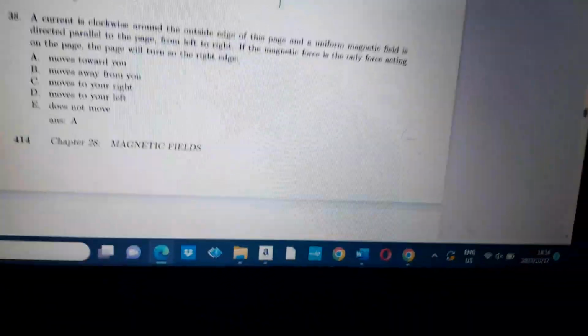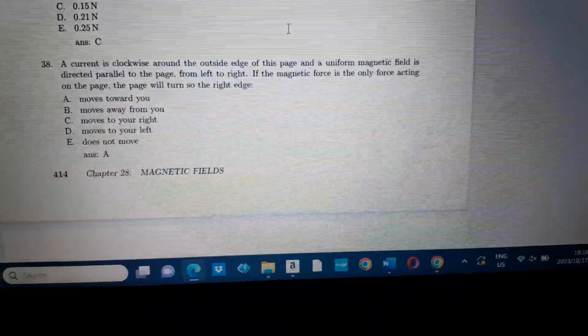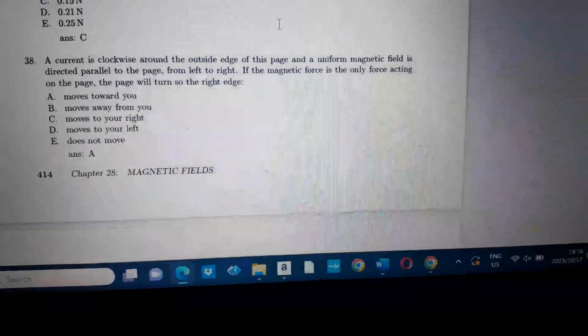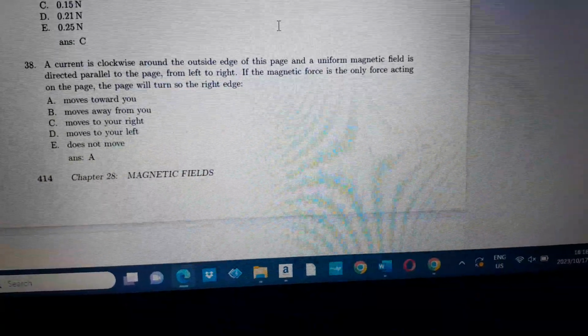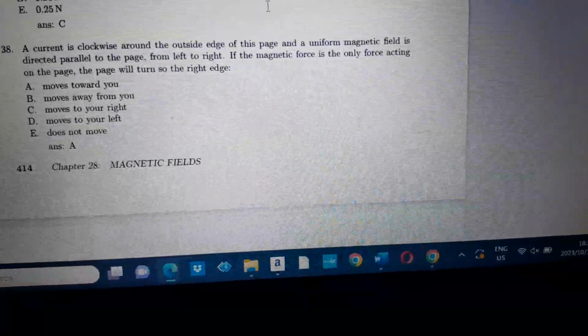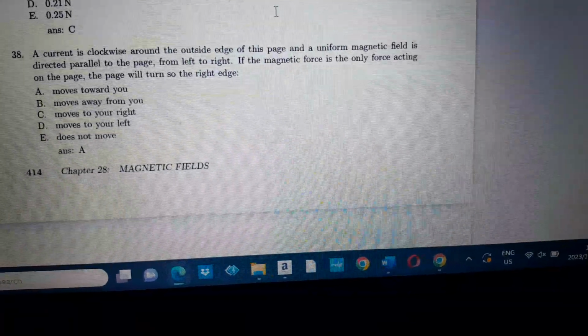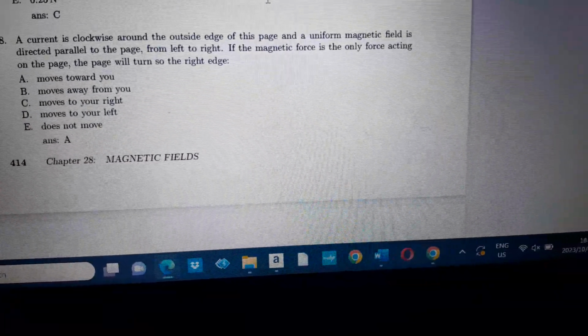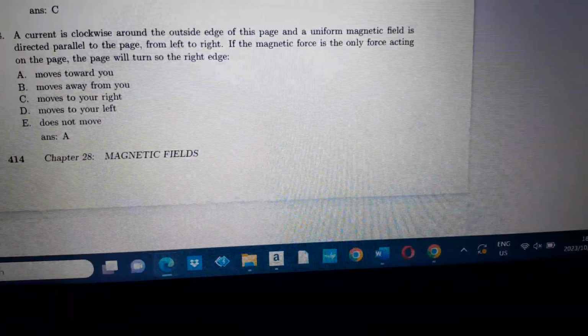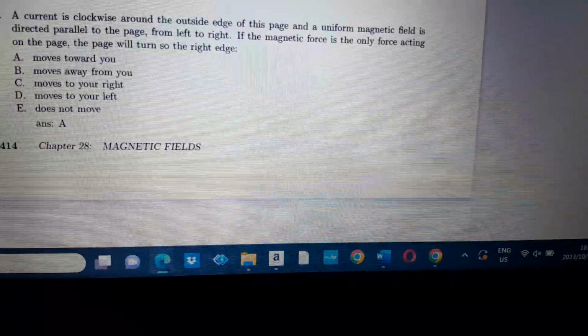A current is clockwise around the outside edge of this page and a uniform magnetic field is directed parallel to the page from left to right. If the magnetic force is the only force acting, the page will turn so the right edge moves towards me.